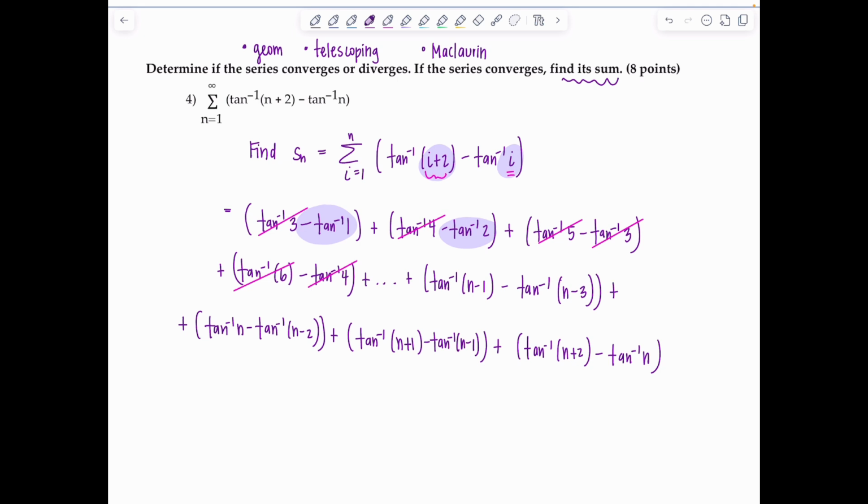How many do you need? I wrote out more than I need. I know I'm only going to have 2 survive, right? And once I see what's canceling, it's kind of clear. So tan inverse of n cancels. Tan inverse of n minus 1 cancels. And the rest of the lower ones will cancel, like this will cancel eventually, and this will too. What will not cancel is tan inverse of n plus 2 and tan inverse of n plus 1, because the expressions in n just keep getting smaller. You see that? So these 2 we're stuck with, and these 2 we're stuck with.